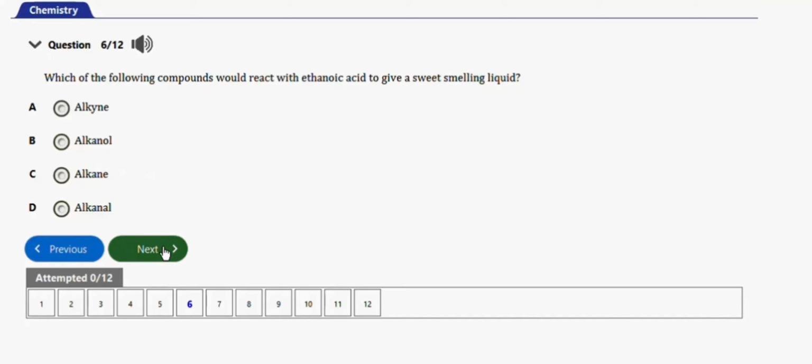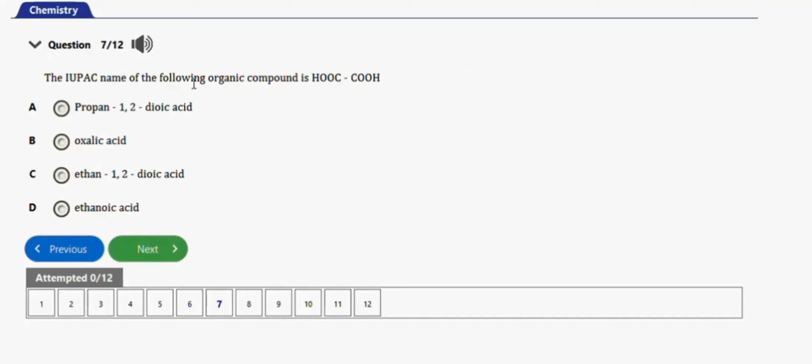The next question says the IUPAC name of the following organic compound is. So we have propane-1,2-dioic acid, we have oxalic acid, we have ethane-1,2-dioic acid, we have ethanoic acid. So the right answer will be option C. If you are naming this compound, this will give you ethane-1,2-dioic acid. So that's the right naming for this compound we have here.